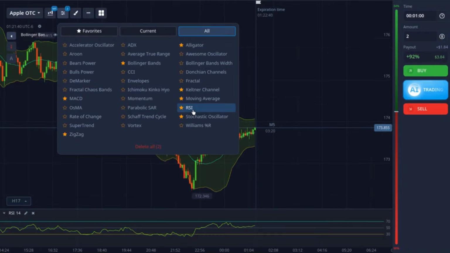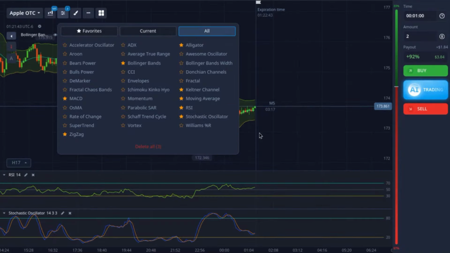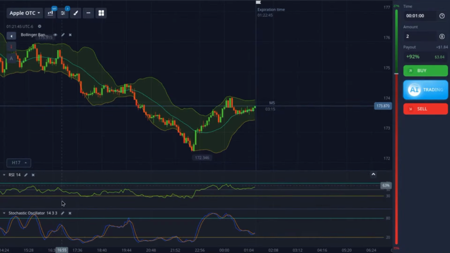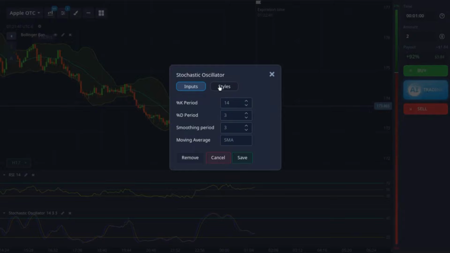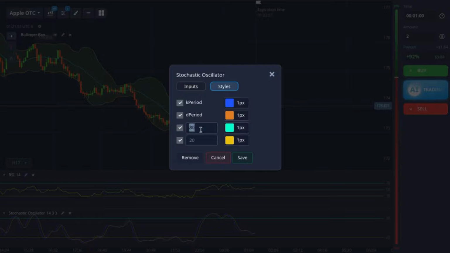Now go back to Indicators, choose RSI and Stochastic Oscillator. We can leave the RSI alone. In Settings on the Stochastic Oscillator, go to Styles and change the 80 and 20 to 90 and 10.